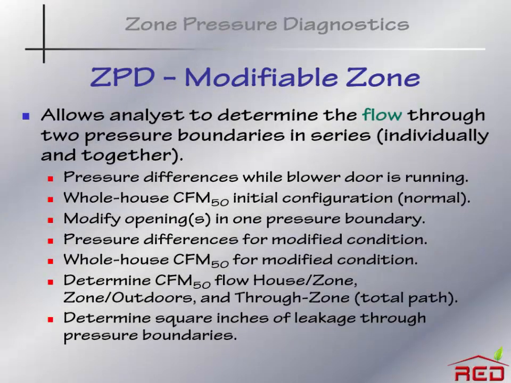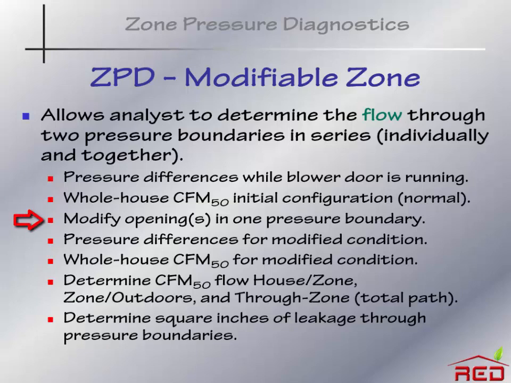The modified zone analysis allows the user to determine the flow through the zone, looking at each of the two pressure boundaries individually and also together. We set up the blower door and we look at the pressure differences from the house to zone and the zone to the outdoors. Then we take a reading of the whole house CFM 50 in its initial configuration. We might call this normal.